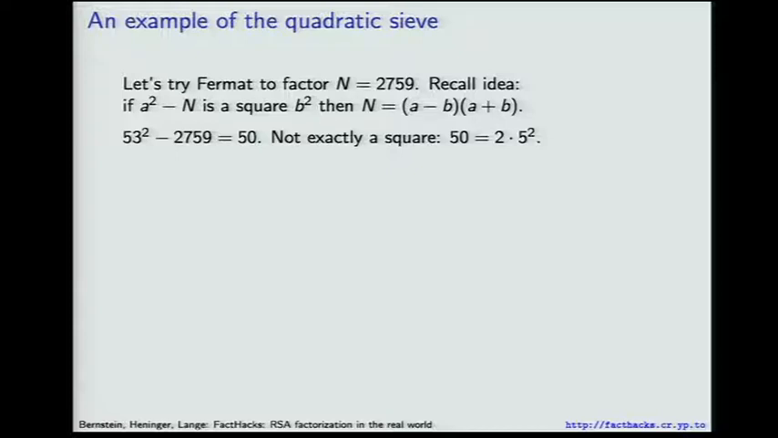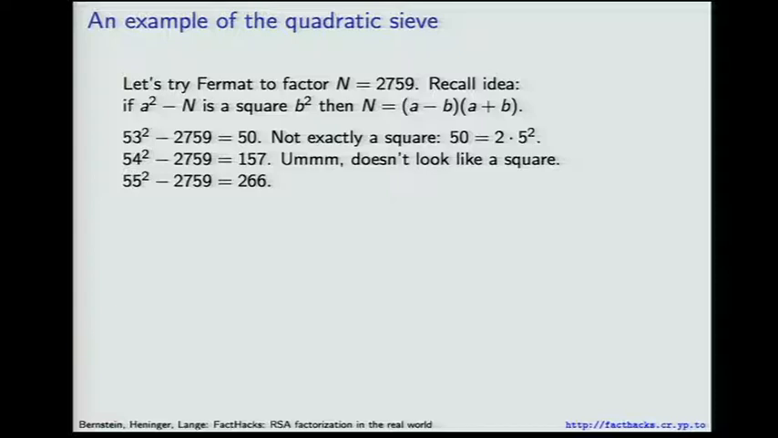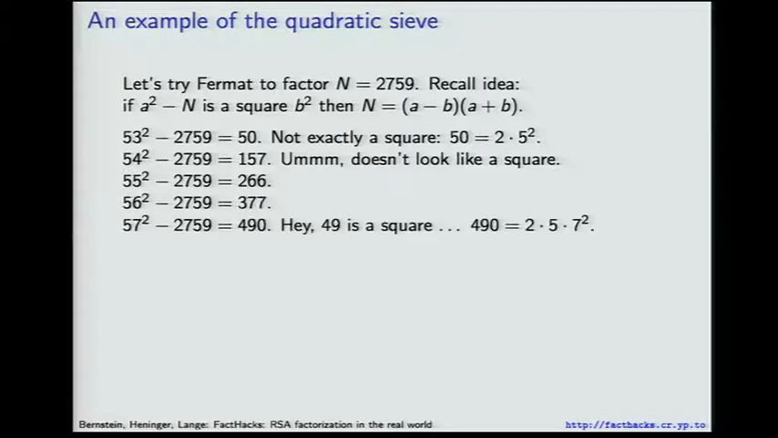Then you try 53, the ceiling of the square root. Square that, subtract 2759, you get 50. Well, 25 would be a square, but 50 is not a square. It's 2 times 25, 2 times 5 squared. Then you try another number, 54 squared minus 2759. That's 157, which is too complicated. I don't remember that being a square, so let's just skip it. Then you keep going like this: 266, 377, 490. I remember 49 is a square, but that doesn't mean that 490 is a square, because 10, 2 times 5, is not a square.